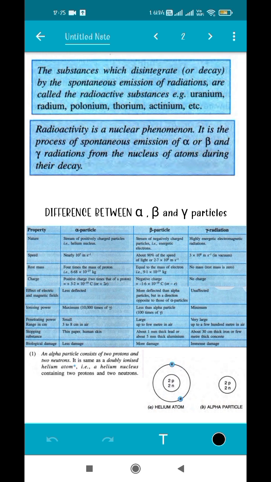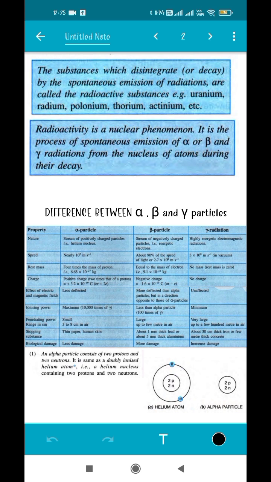Now talking about the charge, as you can see there are 2 protons in an alpha particle. Protons have a positive charge. As a result, the charge of an alpha particle is 2 into the charge of a proton, because there are 2 protons. Now talking about a beta particle, since a beta particle is an electron, its charge will be equal to the charge of an electron. And for gamma radiation, again it is chargeless.